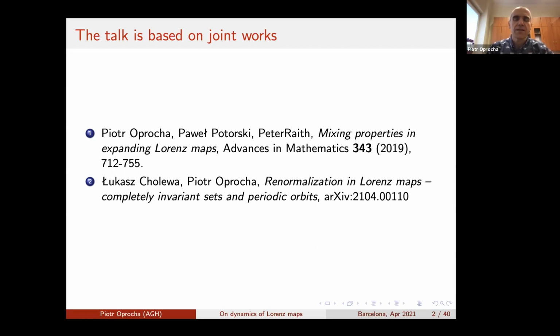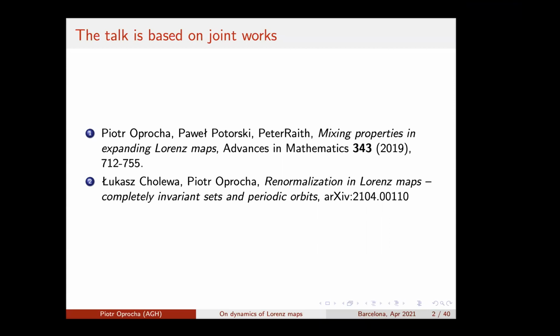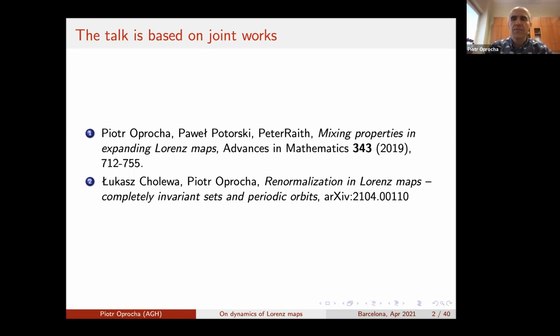So it all started even before 2019, when I was in Vienna. We started to talk with Piotr, and at that time Paweł Potorski was a PhD student, and we started discussing these Lorenz maps, which are the main thing in this talk. And that is how it started. And finally, Paweł made his PhD based on that topic. And now there is another one, Łukasz, who is also my PhD student, and who continues this line of research.